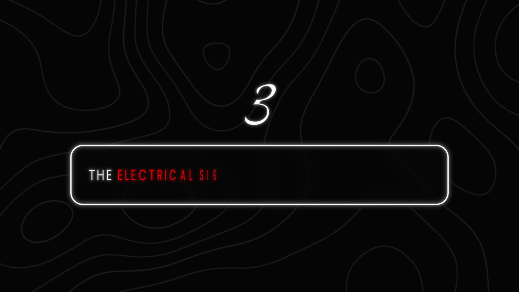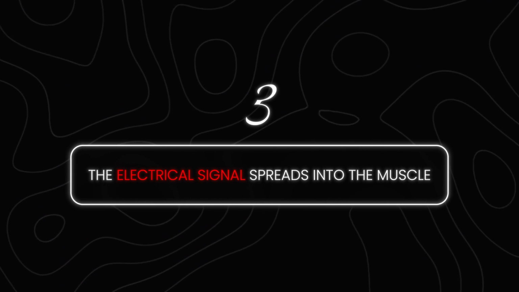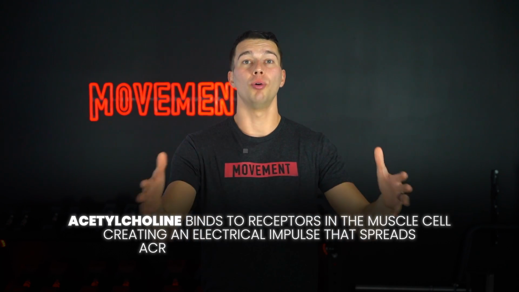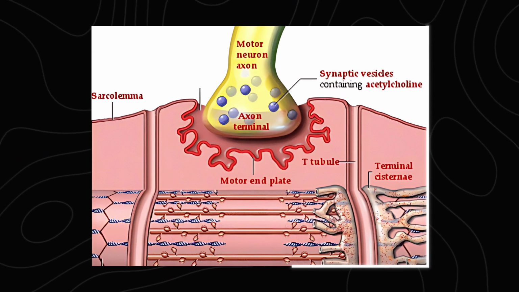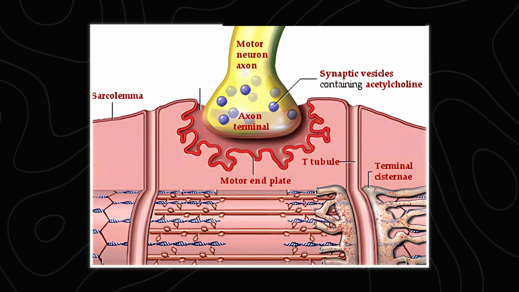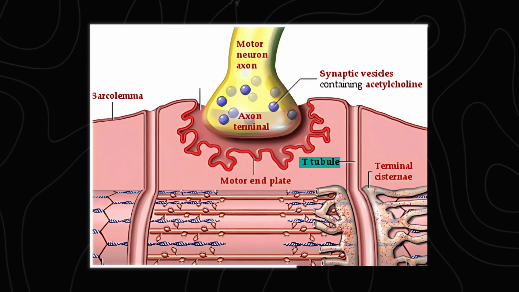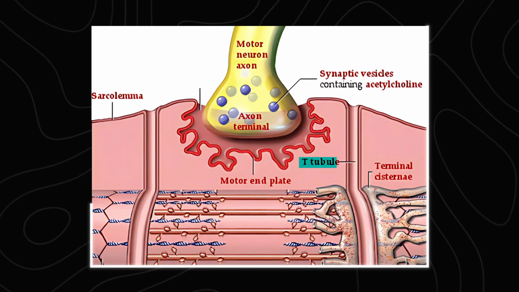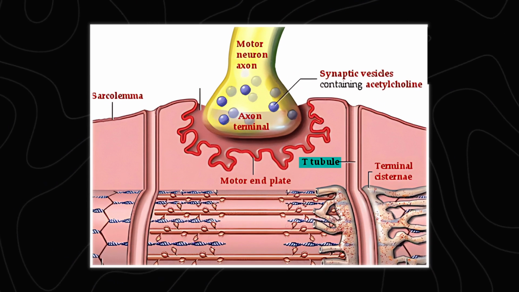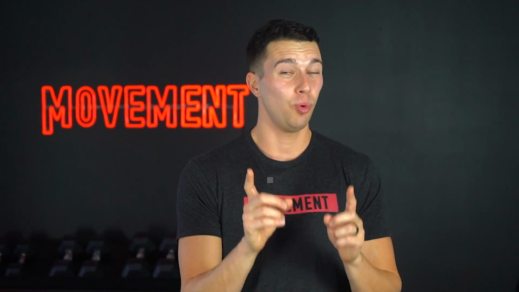Step 3, the electrical signal spreads into the muscle. Acetylcholine binds to receptors in the muscle cell, creating an electrical impulse that spreads across the muscle cell membrane. So here's what that looks like. The muscle cell has a specific architecture, a specific design, which includes these things called T-tubules. This design is intentional because whenever a signal gets there, it spreads out all across these T-tubules, getting that signal all over the place. So that signal is sent out all across the membrane and down the T-tubules, and that is important for the next step.